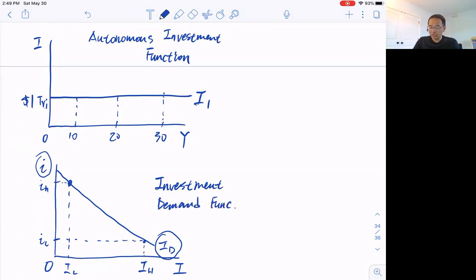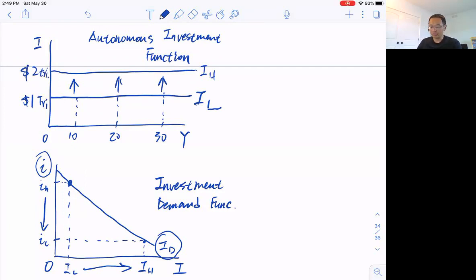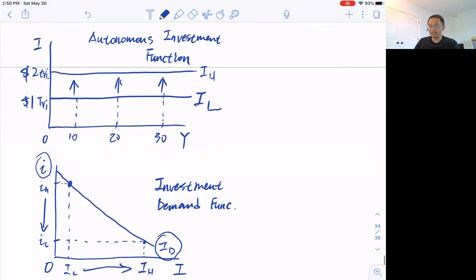Okay. So when the interest rate drops from IH to IL, high interest rate to low interest rate, investment is going to increase from low investment to high investment. So over here, if this is the low investment we started with, what you're going to observe as that interest rate drops is that investment is going to rise to a new level, let's say $2 trillion because of lower interest rate. Okay, so that's the only thing we assume investment responds to in this model. Now you might say, well, in reality, I just don't think that firms don't care about what's going on with real GDP.